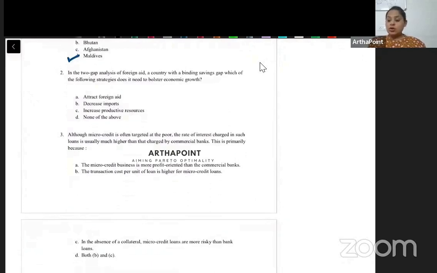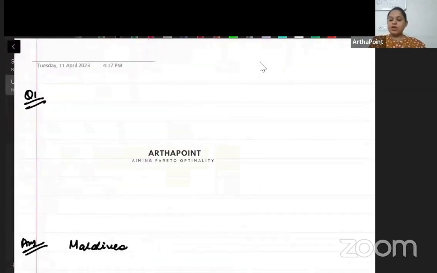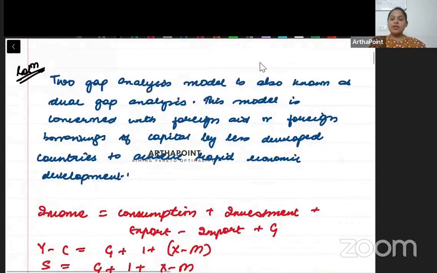In the two gap analysis of foreign aid, very important. I'm going to explain you in detail what this is now. A country with a binding saving gap, which of the following strategies does it need for boosting the economic growth? Okay. Now, please listen to me very carefully.